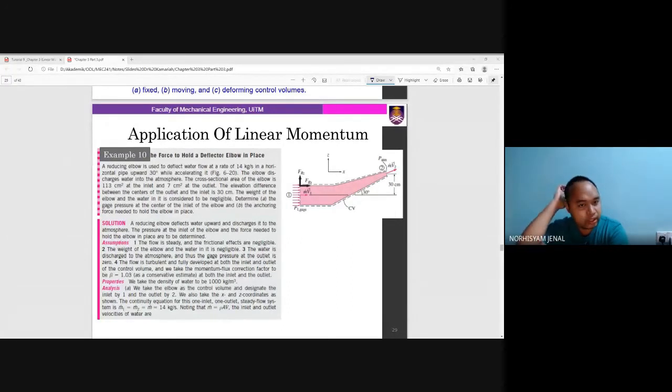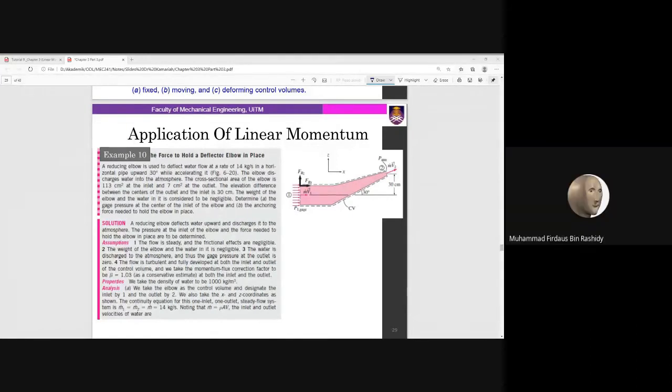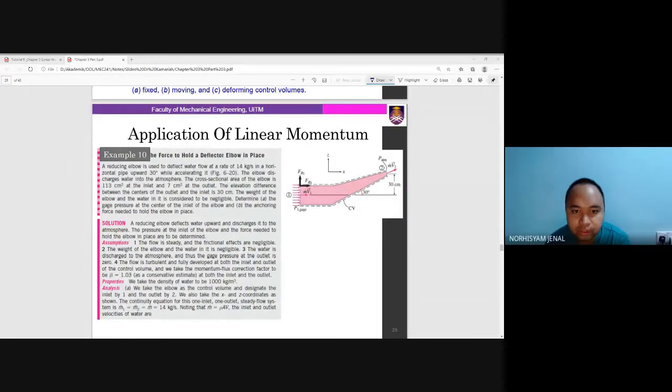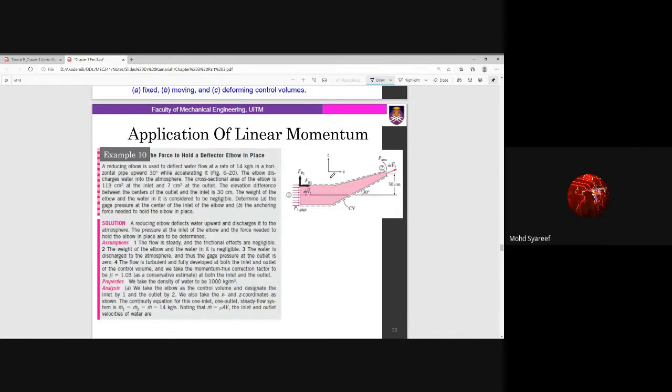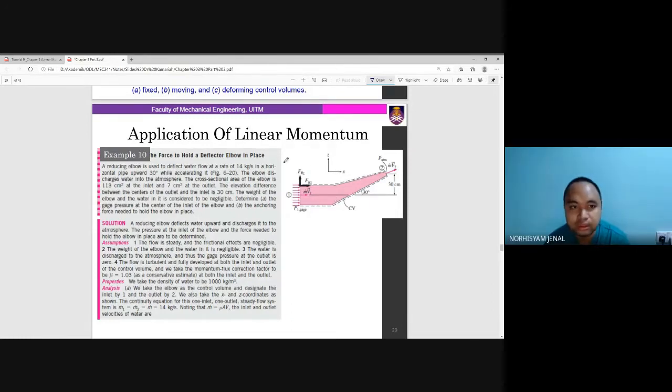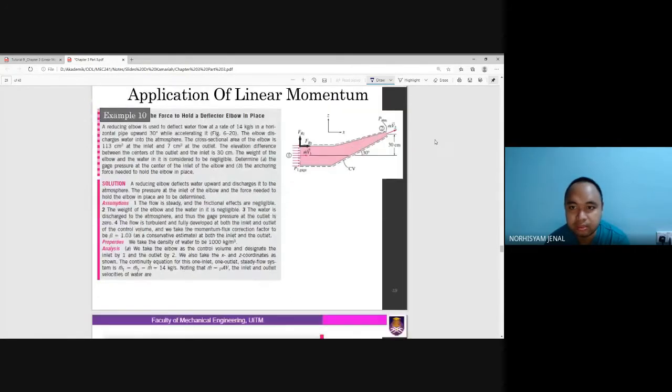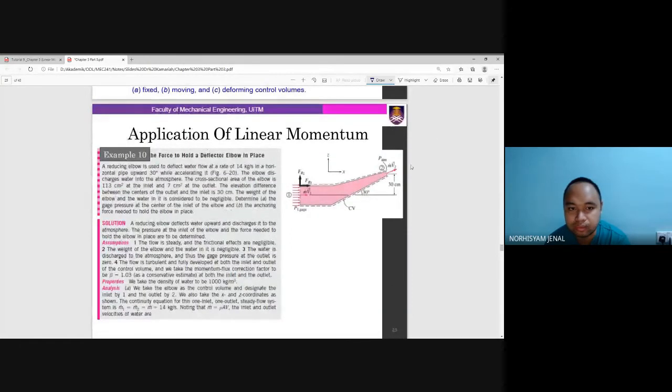Can you see this? Yes, sir. Sorry, I want to keep your attention. You guys are seeing this picture over here, application of linear momentum, is it? Yes, sir. Okay, let me take this picture and bring it to my slides, and then we can continue from there. Give me a moment.